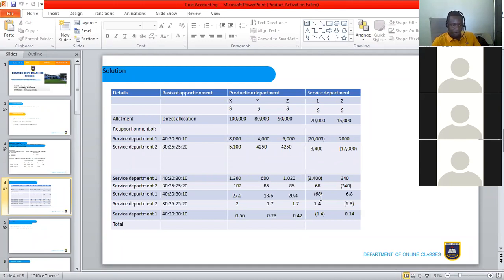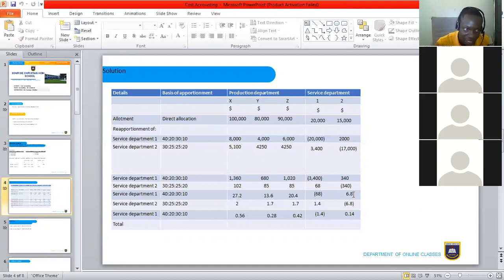That will be 10% of $68. So the answer is 6.8. All right, that's it. Now you realize that under service department 2, we had $6.8, and 6.8 is significant. So you must reapportion 6.8 again. You must keep on sharing until the figure becomes insignificant. And here 0 is what? Insignificant.